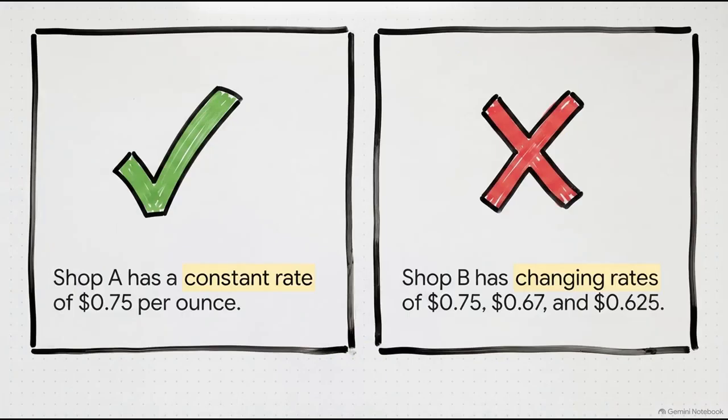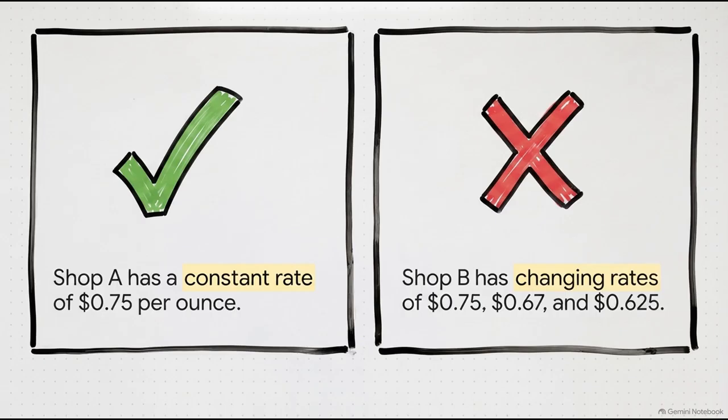Let's quickly summarize the hard evidence here. Shop A has a constant rate of 75 cents per ounce, which means we can write an equation for it. Shop B, however, has changing rates of 75 cents, 67 cents, and 62.5 cents. I really want to emphasize this. Dividing related quantities to find the unit rate instantly reveals when a relationship, just like Shop B, is definitively not proportional.